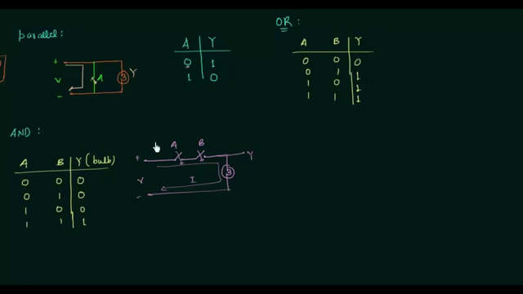Now we'll try to obtain the circuit for the OR operation. This is our first switch, A. This is B, the second switch. And we will have the bulb acting as the output.